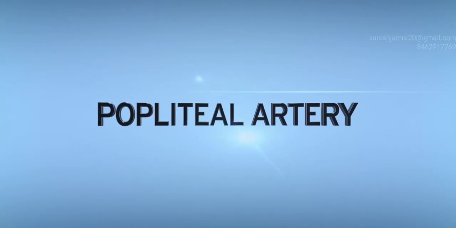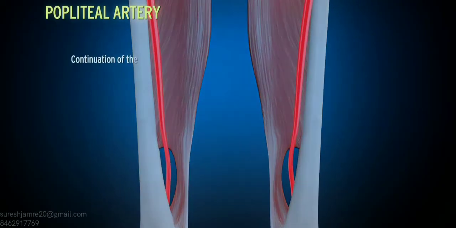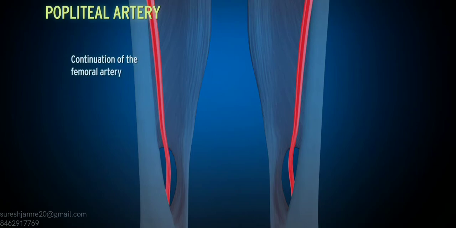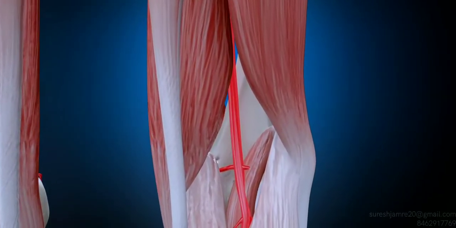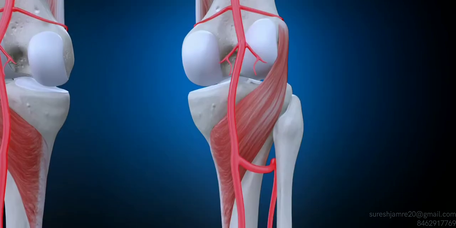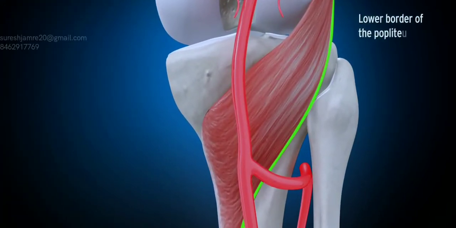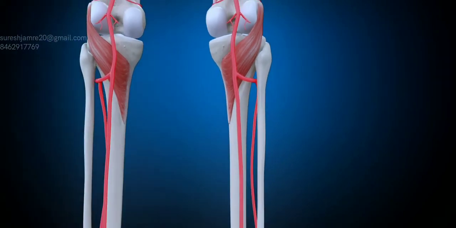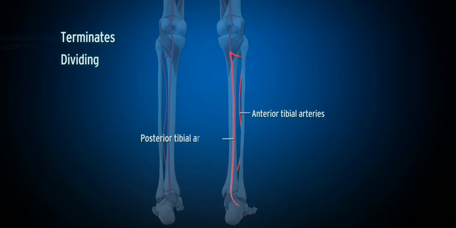Popliteal artery. It is the continuation of the femoral artery which begins at the adductor hiatus, crosses the floor of popliteal fossa from the medial to the lateral side to reach the lower border of the popliteus, where it terminates by dividing into anterior and posterior tibial arteries.